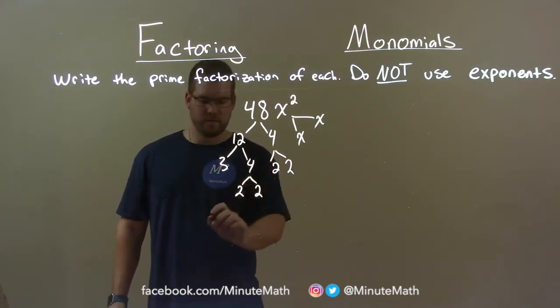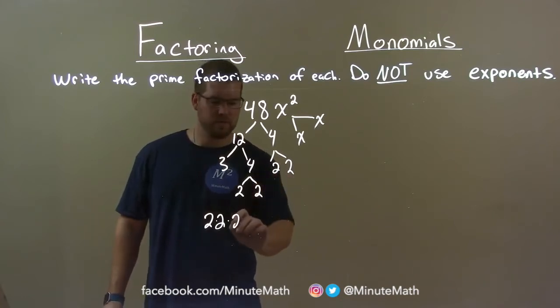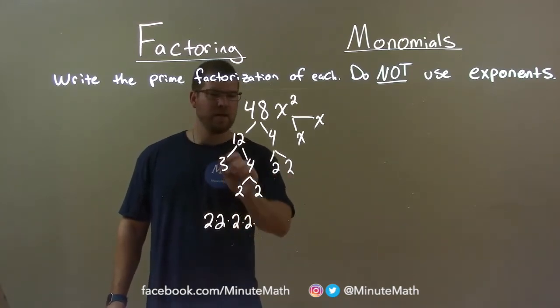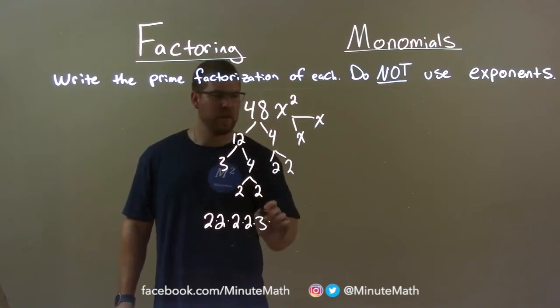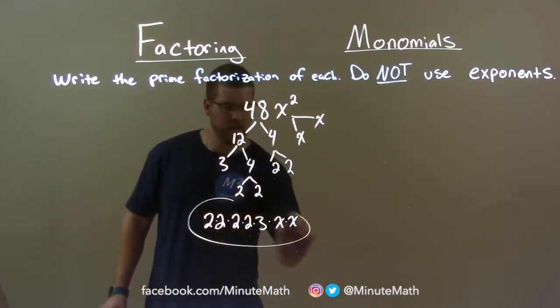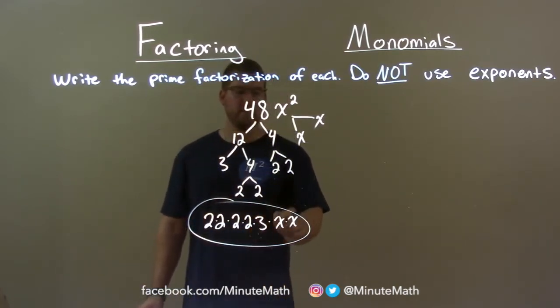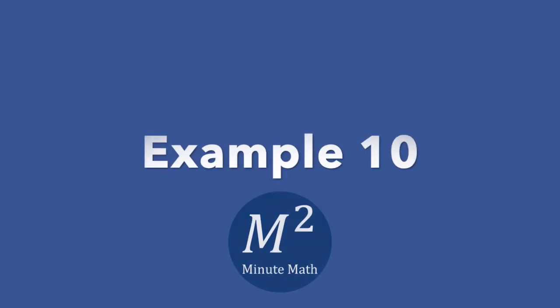So 48, 2 times 2, we got 2, now 2 more. 2 times 2, a lot of 2's there, times 3, that gives us the 48. Then x squared is just x times x. So our final answer here is 2 times 2 times 2 times 2 times 3 times x times x.